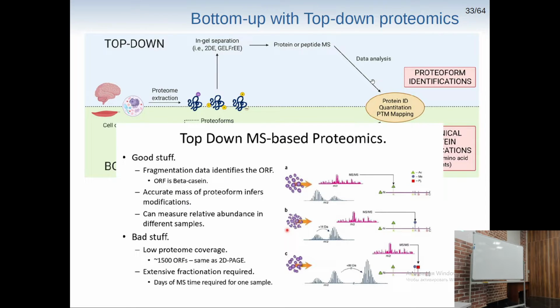But the good thing about top-down is that fragmentation identifies your open reading frame. You know your amino acid here. You can get proteoforms and modifications, and you can measure abundance of different proteoforms in different samples. But as already mentioned, fractionation, which is manual work, and low coverage, the same as 2D PAGE.